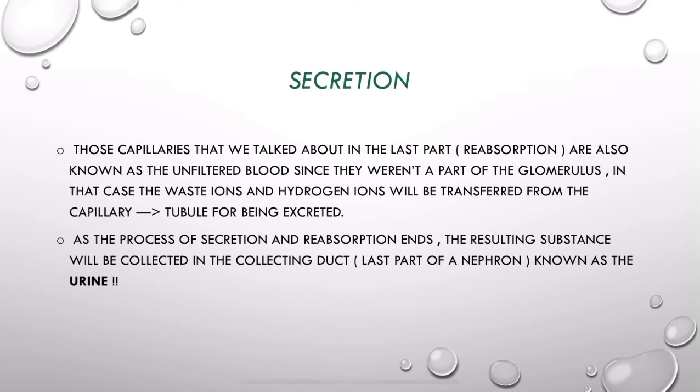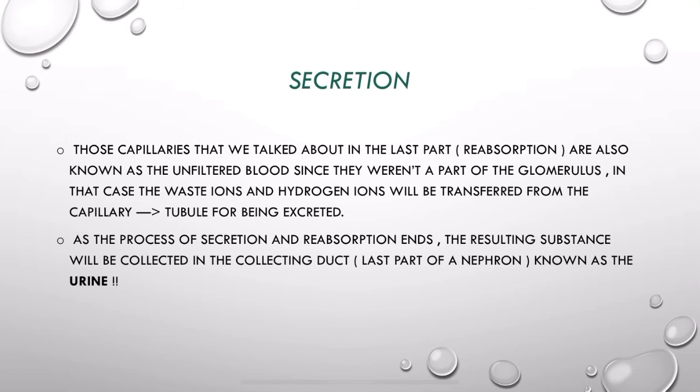And now secretion, the last part. Those capillaries that we talked about in the last part, reabsorption, contain what is known as unfiltered blood. That means the blood inside those capillaries is still unfiltered, since they weren't a part of the glomerulus. So the waste ions and the hydrogen ions inside that unfiltered blood will be transferred from the capillary to the tubule. So let's notice that secretion and reabsorption have opposite directions.